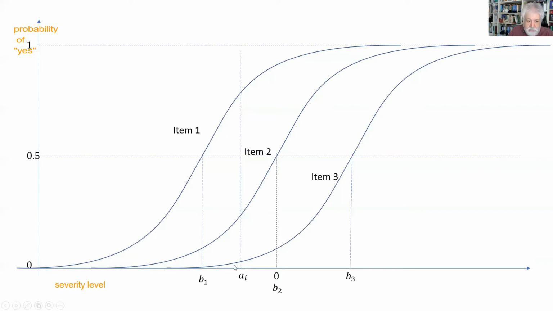Now, according to this chart, the probability that individual Ai will say yes to item 1 is larger than 0.5, but it's lower than 0.5 for item 2, and it's almost 0 for item 3. And this is what the Rasch model predicts, that if you have a positive number, because in this first case Ai minus B1 is a positive number. Ai is greater than B1.